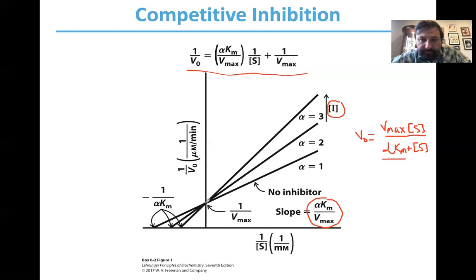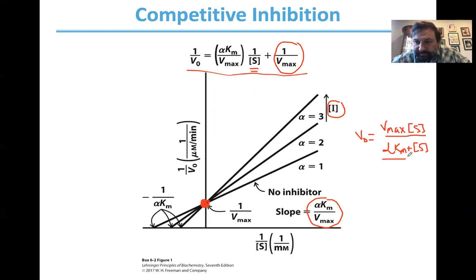but one thing to notice is that the intercept, the y-intercept, which is 1 over Vmax, does not change, right? So this point here has not moved, which means that no matter how much inhibitor you apply, the Vmax will not change, and you can still reach the Vmax by simply adding more and more substrate. So eventually, if you keep adding more substrate, it will outcompete the inhibitor, and you can reach the Vmax.